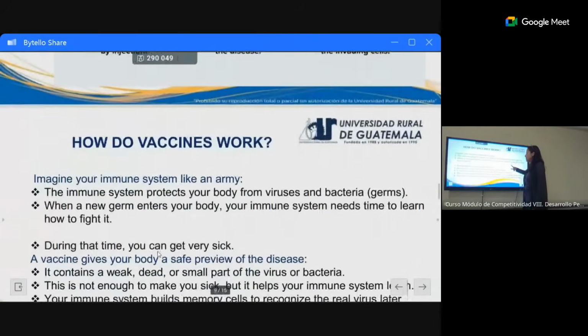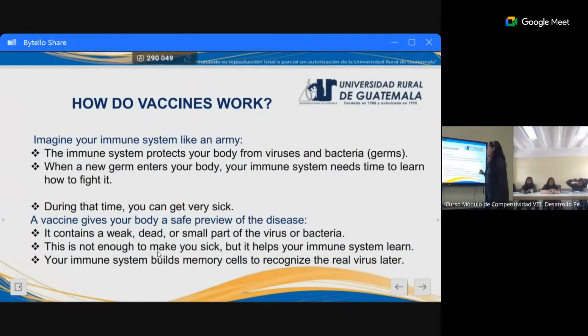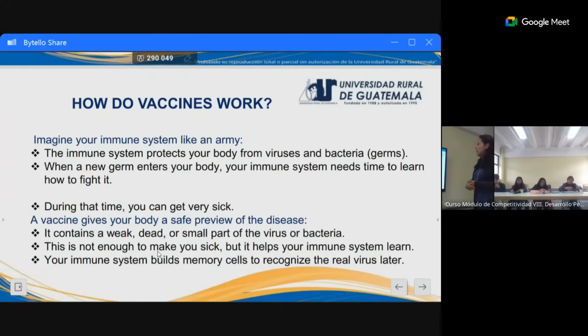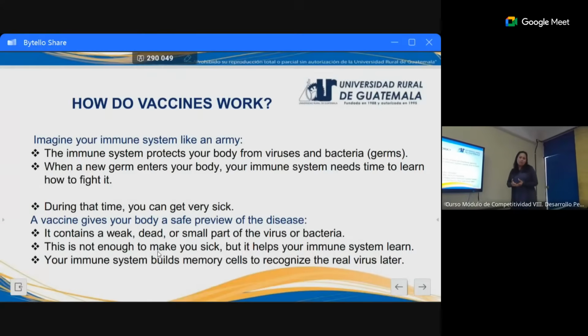Here we have by steps how vaccines work. Imagine your immune system like an army, with a lot of soldiers. The immune system protects your body from viruses and bacteria. We call them germs. When a new germ enters your body, your immune system needs time to learn how to fight it, and during that time you can get very sick. That's why people get afraid, because they get very sick.